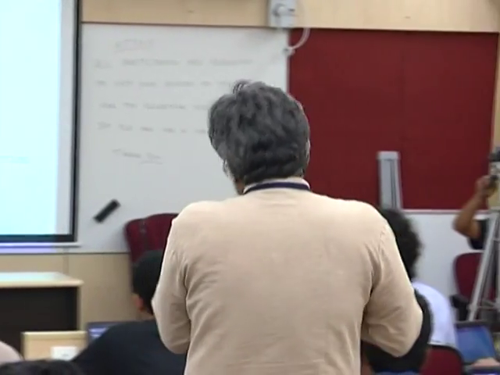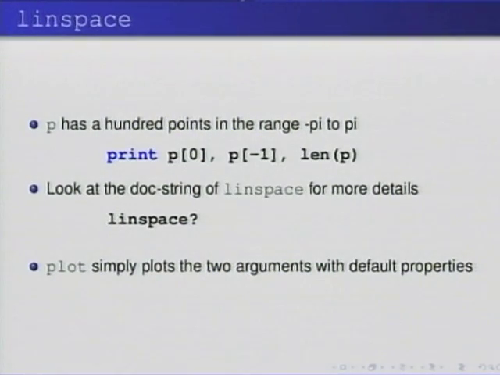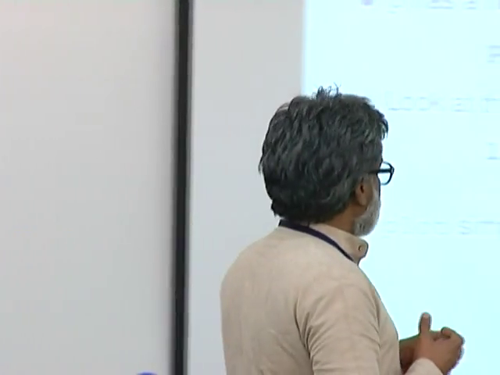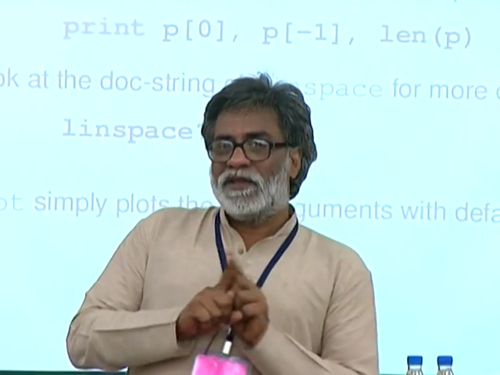It does not take a rocket scientist to figure out, plot plots two arrays. Where are the two arrays coming from? p is an array and cos p is also an array. p is an array of 100 elements, cos p an array where the first element is the cos of the first element in p and so on. So it is essentially plotting two arrays, but by default it plots a continuous line rather than a scatter diagram. Of course, all of this is changeable. The color it plots with, the thickness of the line, everything is changeable. We will see that.